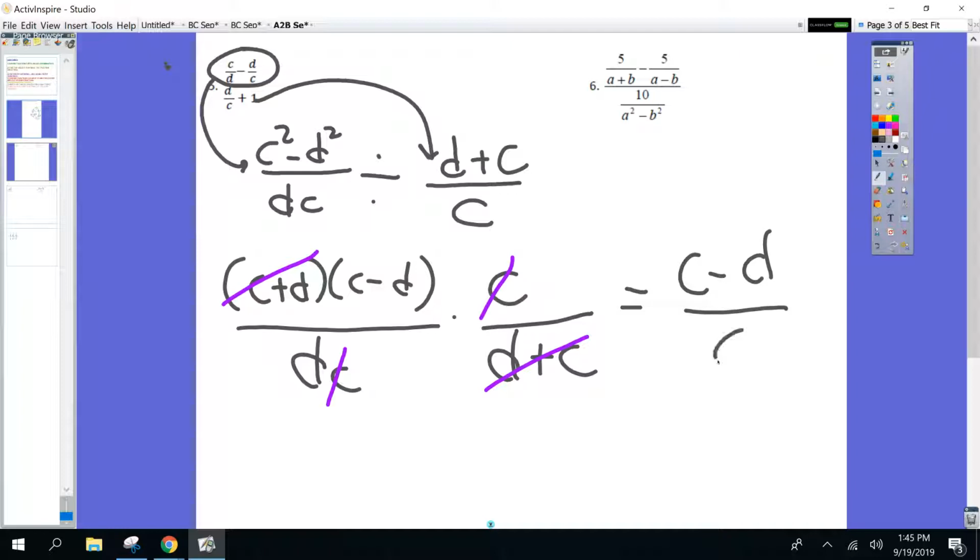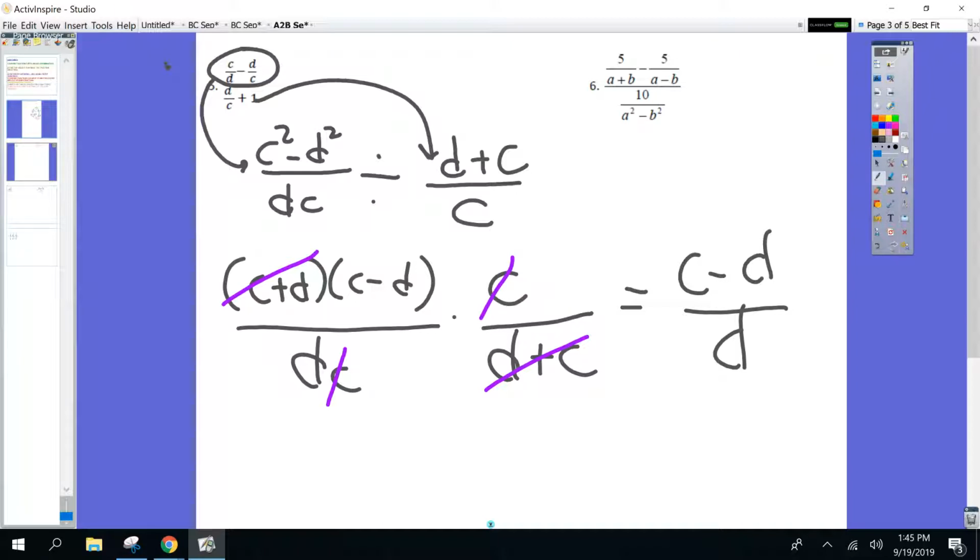Now, why can I not cross off those two D's? I do have a, and you see the difference? I can't cross off these two D's versus I can cross off the C's. Multiplication. All right, any issues with you guys?